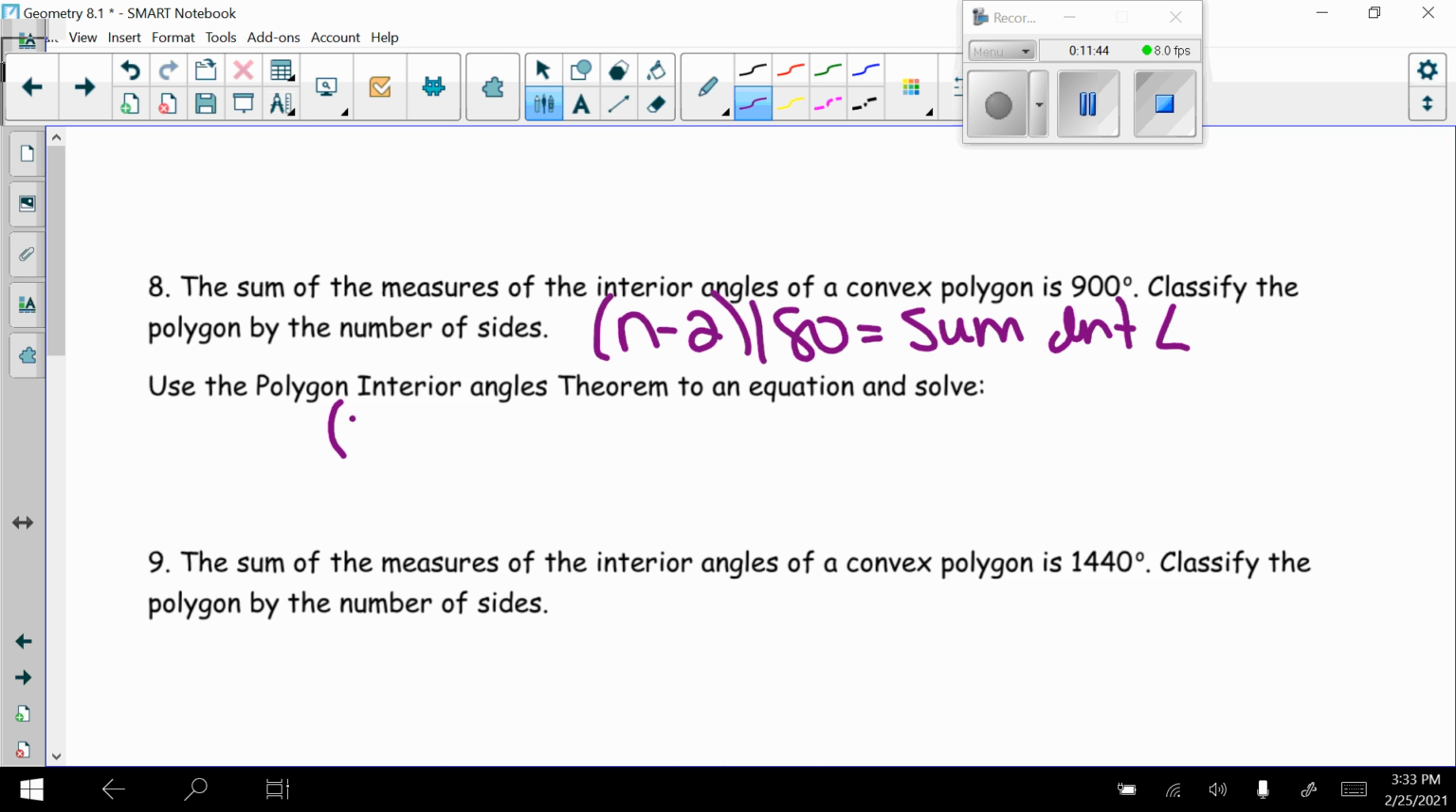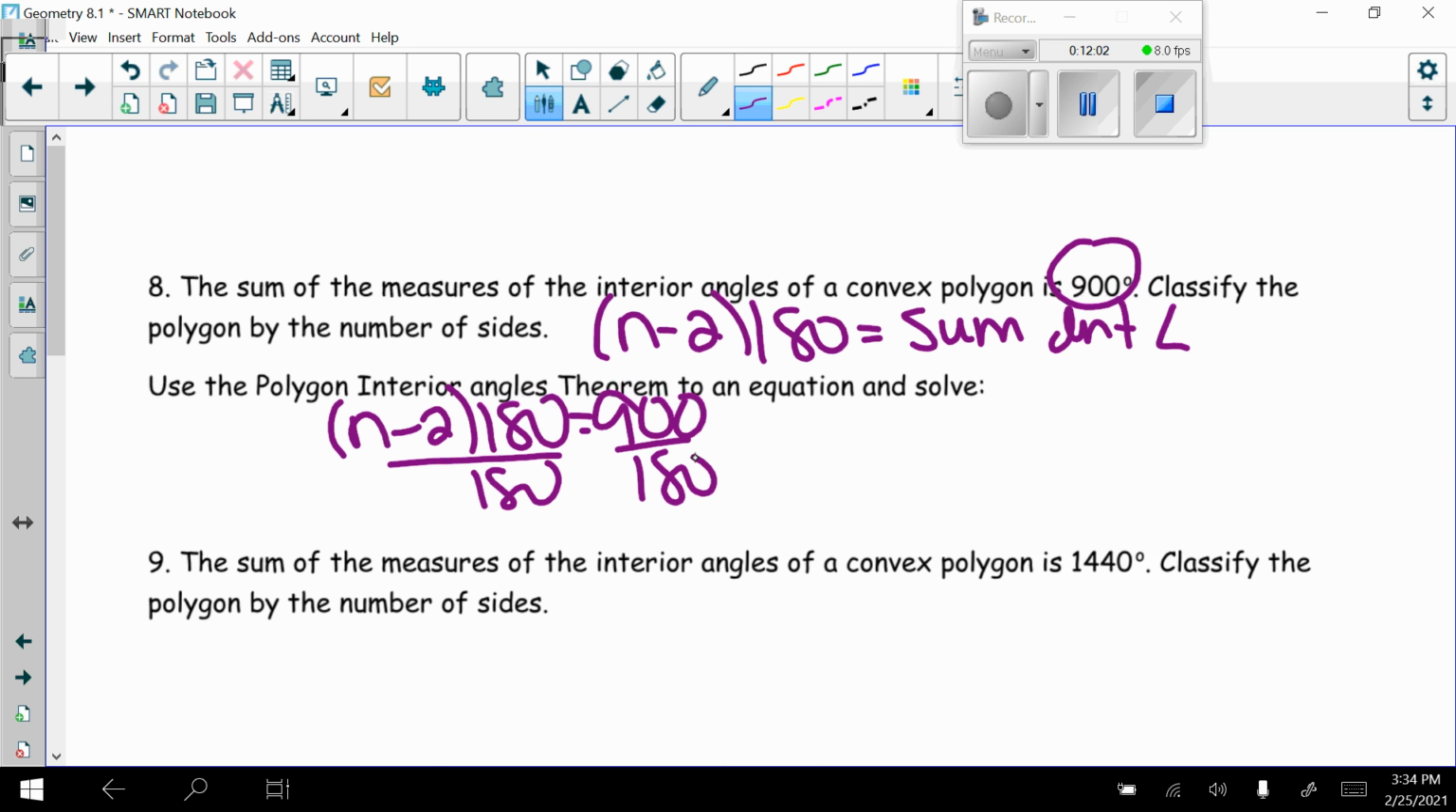So we're going to say n minus 2 times 180 equals, they told me it was equal to 900 on this problem. So if the sum is equal to 900, we want to know how many sides does it have. So here we're going to solve this equation for n. So first we want to divide by 180. So then we get n minus 2 is equal to 5 when I do 900 divided by 180. Now all I have to do is move my 2 over. So 5 plus 2 equals 7.